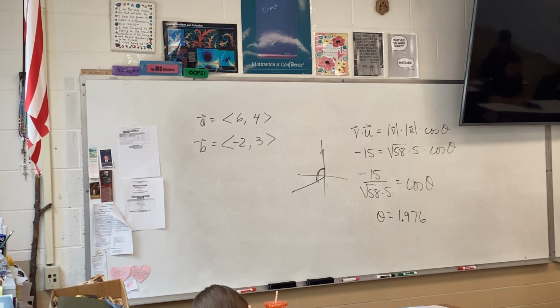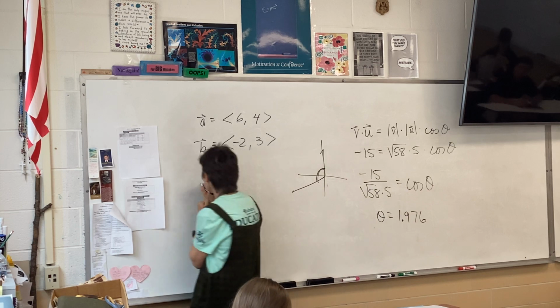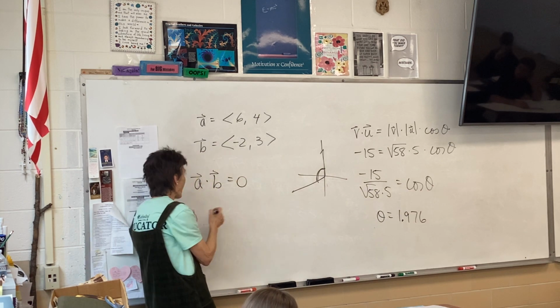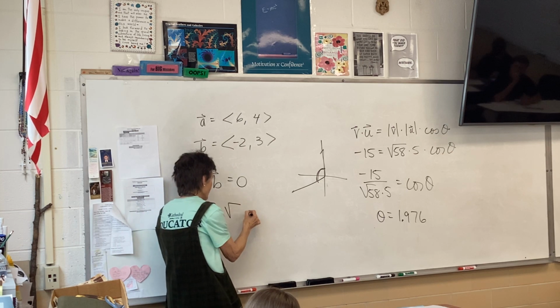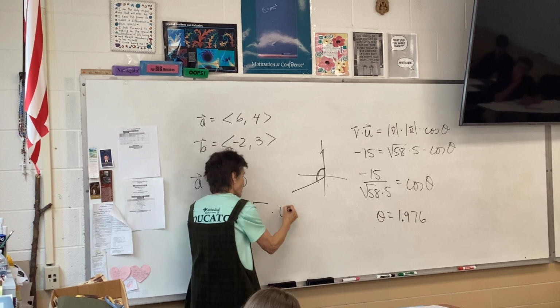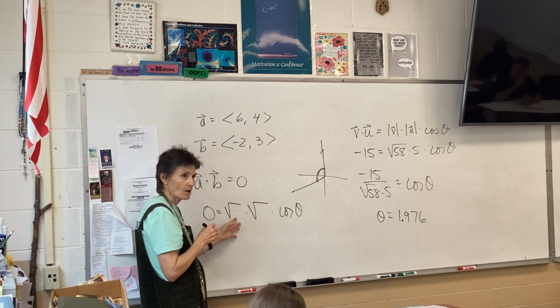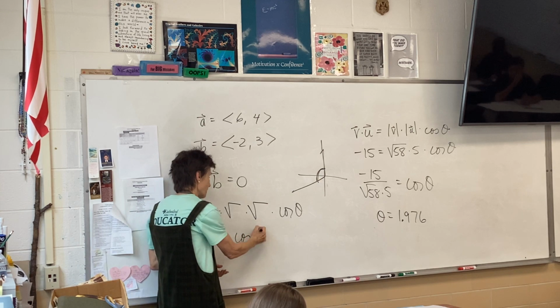Anything interesting here? The dot product is 0. The dot product is 0. Okay, so let's talk about that for a minute, Jack. The dot product is 0. So I would have 0 equal to magnitude times cosine. Does it really matter what these magnitudes are? When I divide, it's going to be 0 equals cosine.